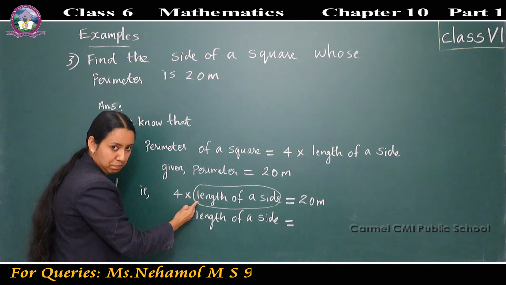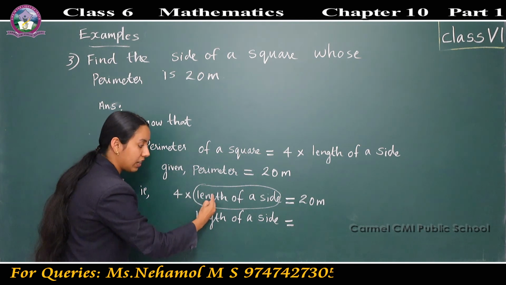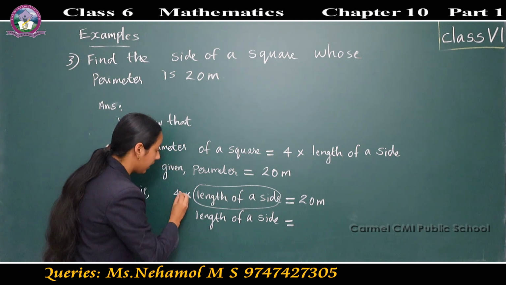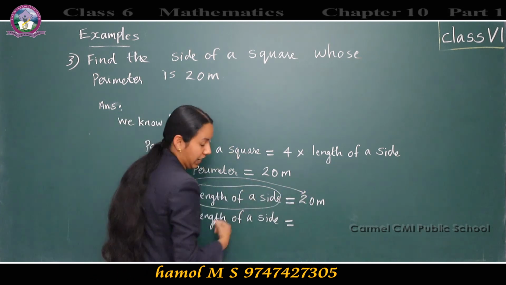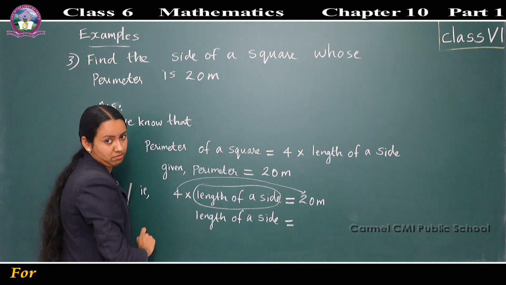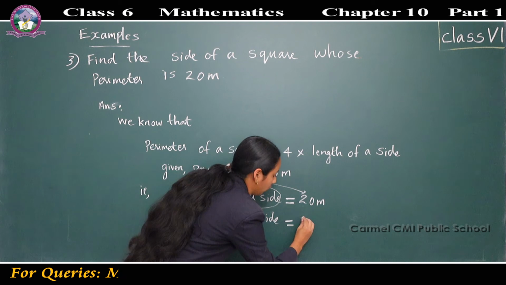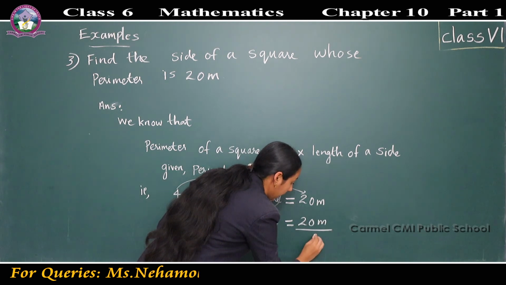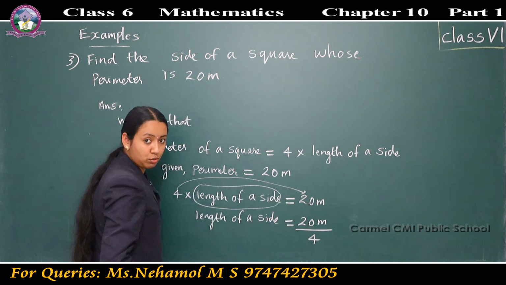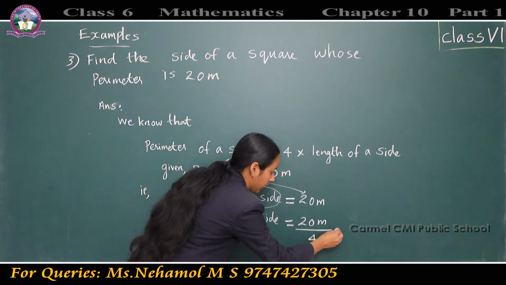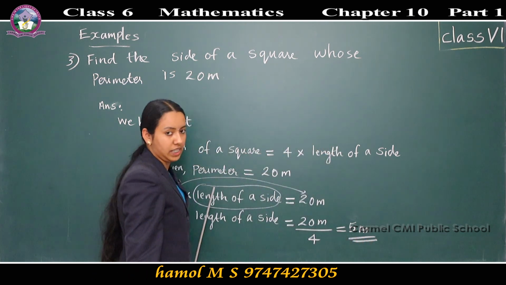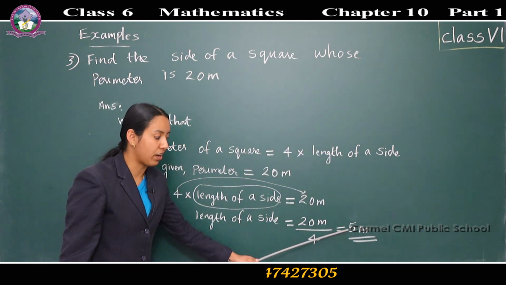Here 4 is multiplied with the length of a side. So to get length of a side, we have to take 4 to the other side of equal to and divide. Then length of a side is equal to 20 meter by 4. What is 20 by 4? 5 4s are 20. So answer is 5 meter. So length of a side is 5 meter.